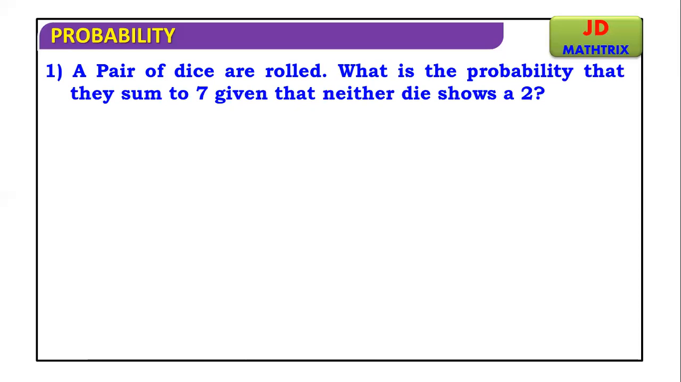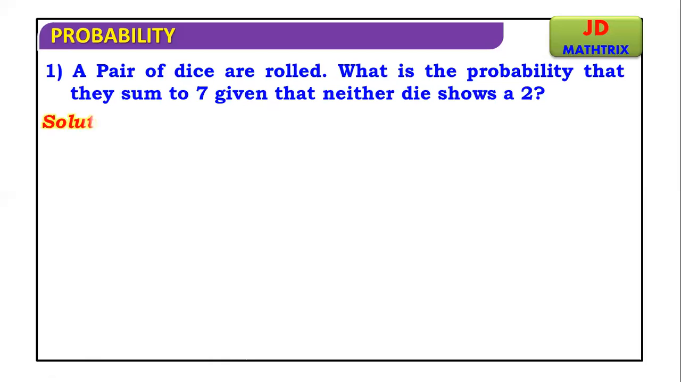We don't want n of S, because in conditional probability, the first event that has occurred becomes the sample space of that experiment. So that's why there is no need to calculate n of S here. Okay. So what is the probability that they sum to 7 given that neither die shows 2? That means given that, the event after the words given that, the first event, has occurred. So when 2 dice are rolled, we are getting neither die shows a 2. Then what is the probability of getting sum 7?